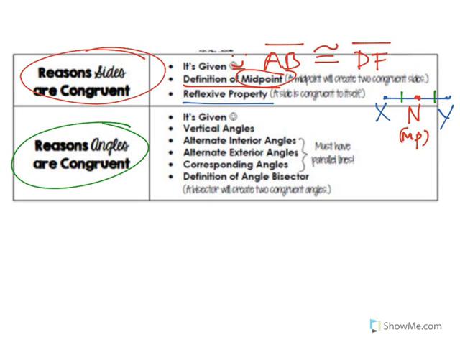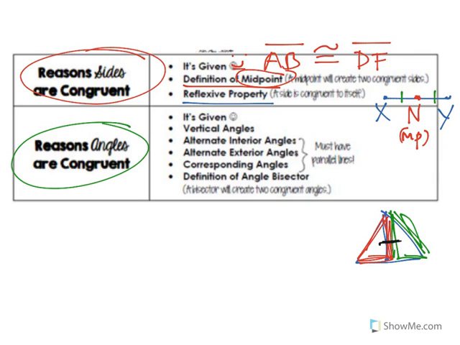And lastly, we have the reflexive property. A side is congruent to itself. We'll get into that a little more later, but basically if you have something like this, this side here is part of this triangle, but it's also part of this triangle. This side represents sides of two different triangles, the green triangle and the red triangle. However, that side would be congruent to itself.